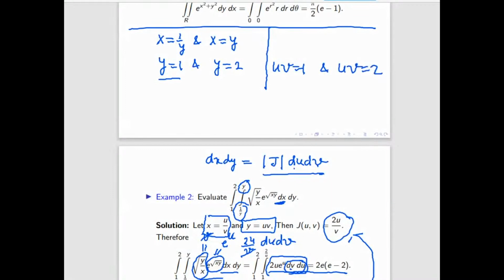So can you tell me what will be the x equal to 1 by y in uv and x equal to y in uv plane? That means instead of x you have to put u by v, instead of y you have to put uv. U square equals to 1, v square equals to 1. Because if you put x equal to u by v and y equal to uv, you will get u square equal to 1 and v square equal to 1. I hope it is okay. Now we got the same limit in uv plane, and now I will draw this picture to see the limit of u and v.